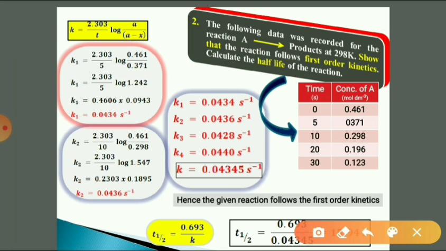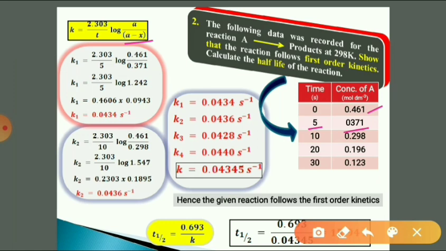For the first set, k1 is given by 2.303 upon t, where t is the time in seconds, and log of 0.461, that is the value of a, over 0.371, that is the value of a minus x.